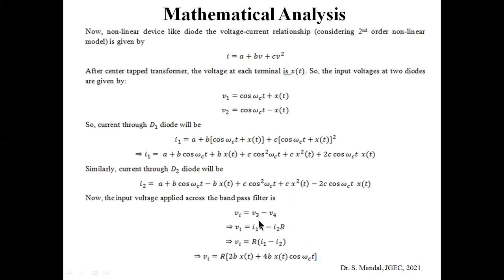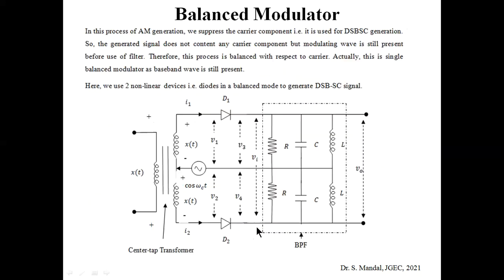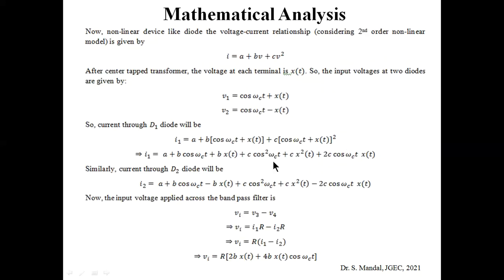So if we make vi, it can be written as v3 minus v4. Now what is v3? V3 is nothing but I1 into r, that is the flow across it. So I1 into r, and v4 is nothing but I2 into r. So obviously vi equals r times (I1 minus I2). Now if we take this difference, what do we get? We get ultimately vi equal to r into 2v xt plus 4v xt into cos omega ct.